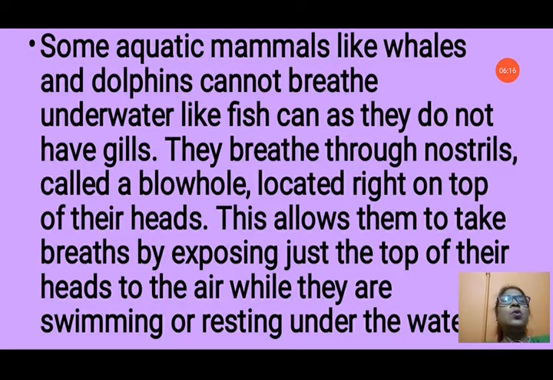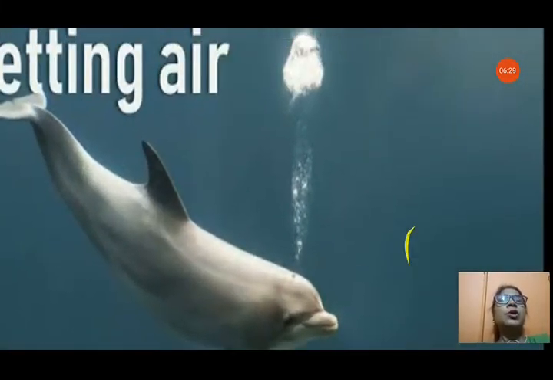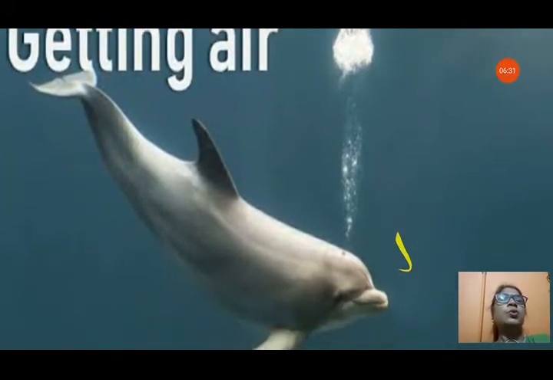That means they have to expose the top of their heads, their blowholes, to the air so that they can take in air through their blowholes while they are swimming or resting. You can see a dolphin taking in air through its blowholes.